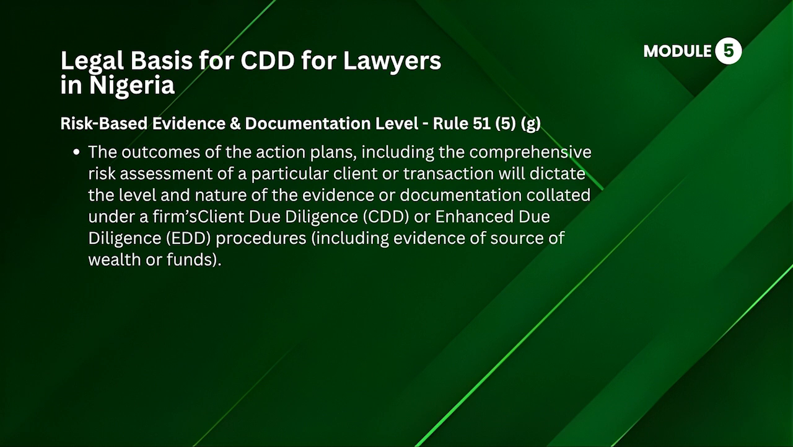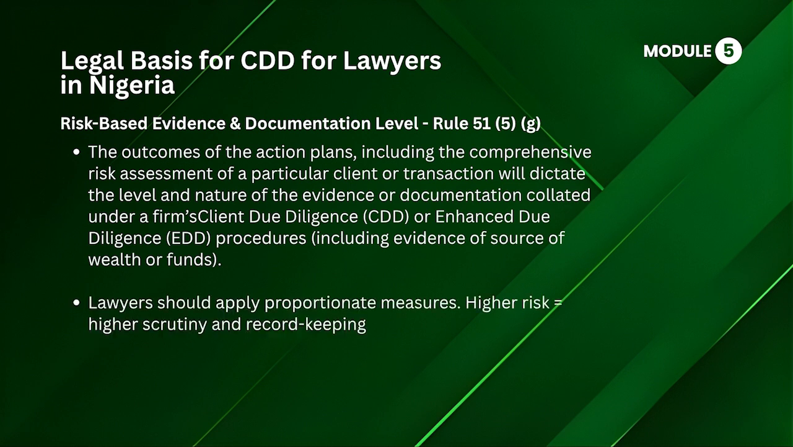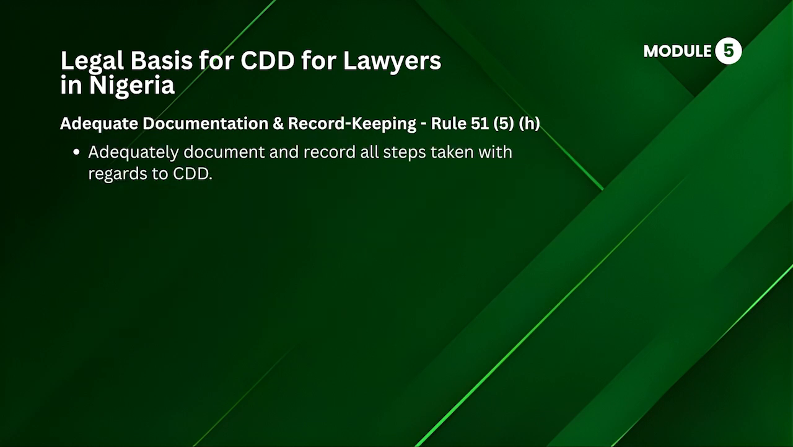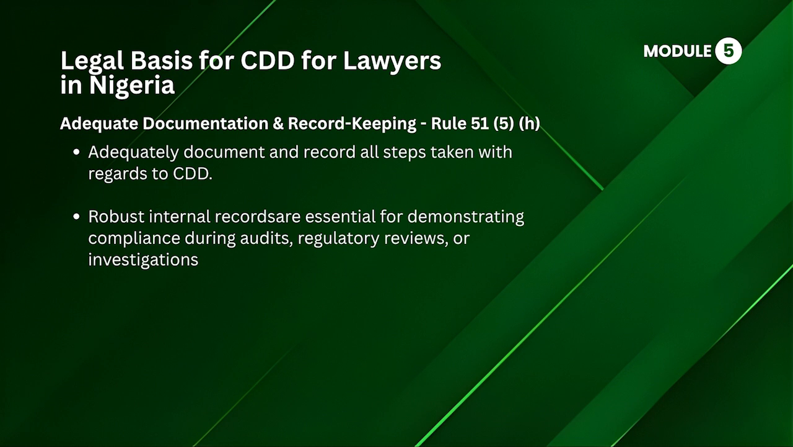Under Rule 51, Section 5G, the outcomes of the action plans, including the comprehensive risk assessment of a particular client or transaction, will dictate the level and nature of the evidence or documentation collated under a firm's CDD or EDD procedures. This includes evidence of the source of wealth or funds. Lawyers should apply proportionate measures. According to Rule 51, Section 5H, lawyers should adequately document and record all steps taken with regards to CDD. Robust internal records are also essential for demonstrating compliance during audits, regulatory reviews, or investigations.